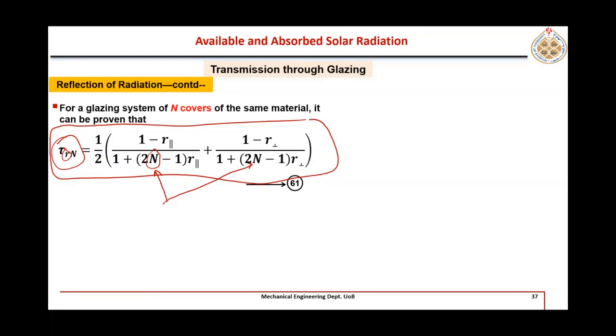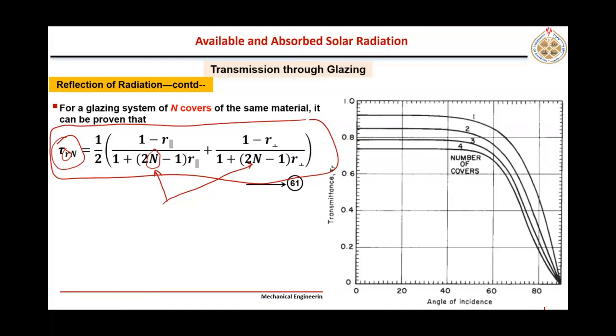And instead of using these equations, we can use a chart. This chart is developed, so from this chart we can directly read these transmittance values instead of using these equations. If we know the angle of incidence, θ1, then we can find out if it is one glass cover, two glass covers, 3 or 4. For 4 glass covers, these are the 4 curves.